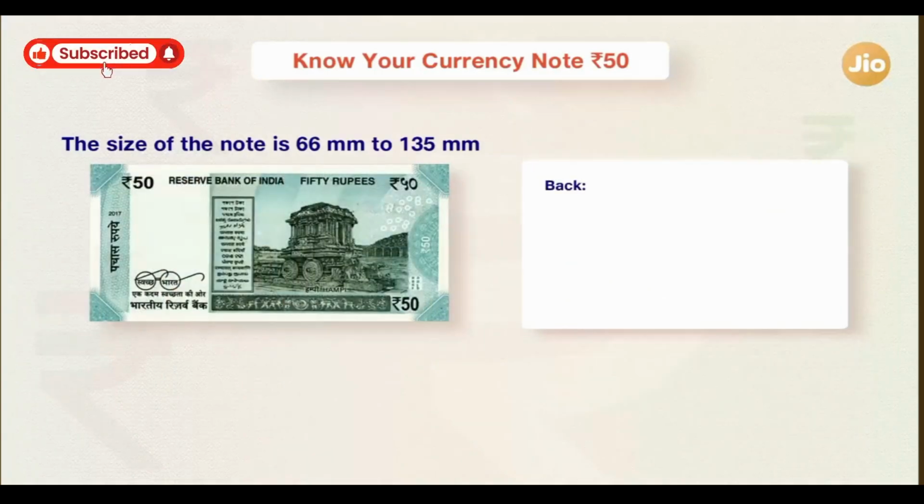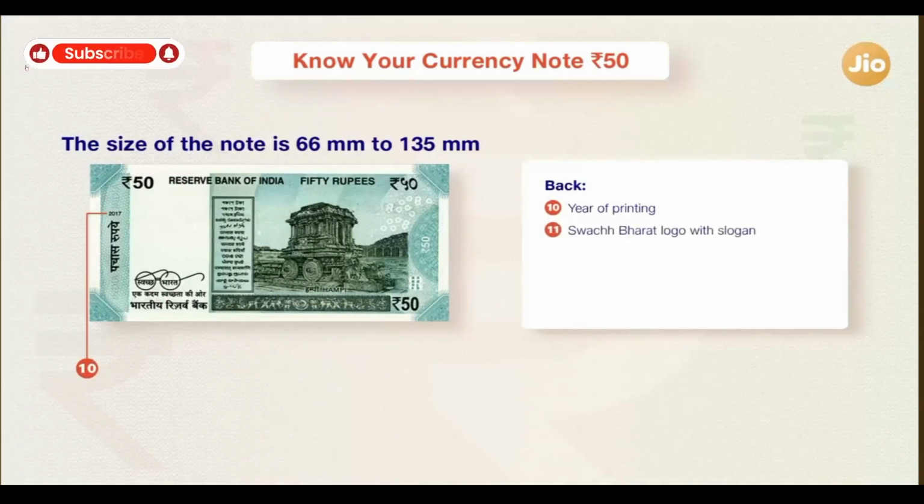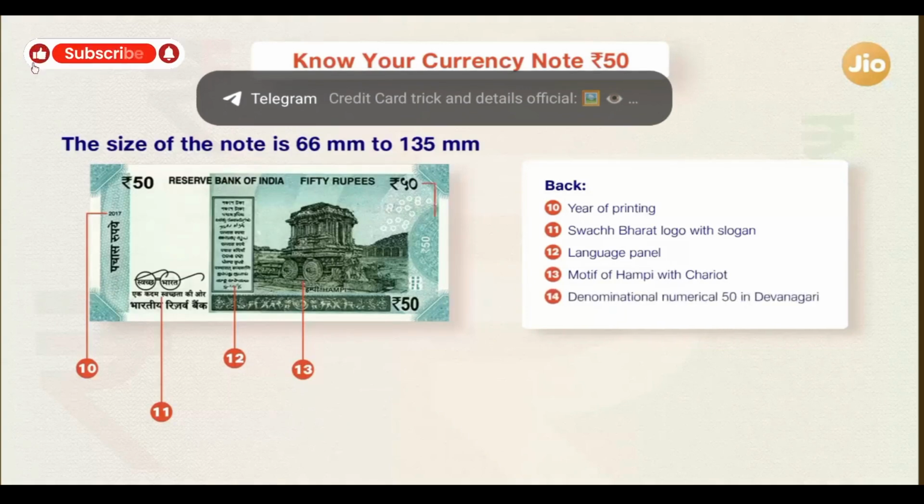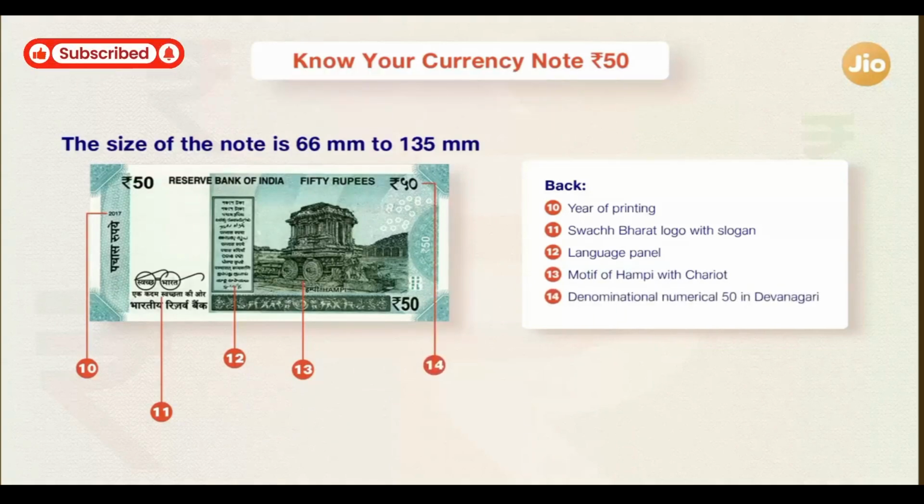At the back, you will find the following. 10th, the year of printing. 11th, Swachh Bharat logo with slogan. 12th, language panel. 13th, motif of Humpy with chariot. 14th, and the denominational numerical 50 in Devanagari.